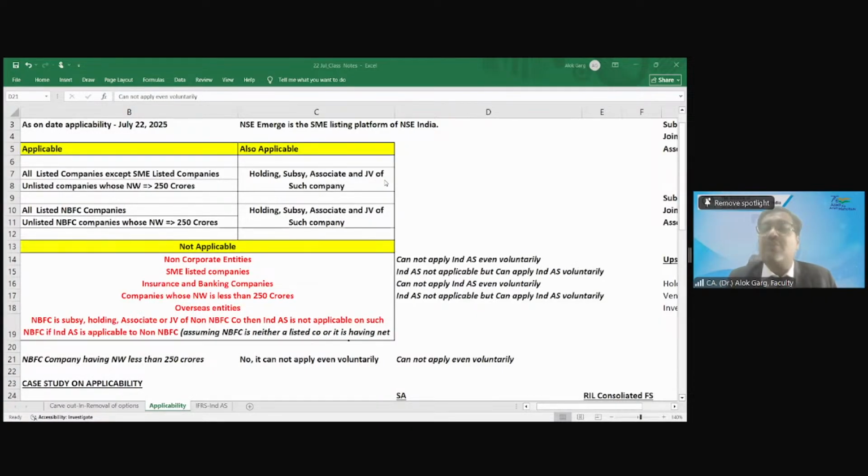Answer is no. So for NBFC company, there is an exception. NBFC company cannot apply Ind AS even voluntarily, right? Is that clear? So I will share this Excel file with all of you. You can make your notes and you will always remember these kind of concepts.